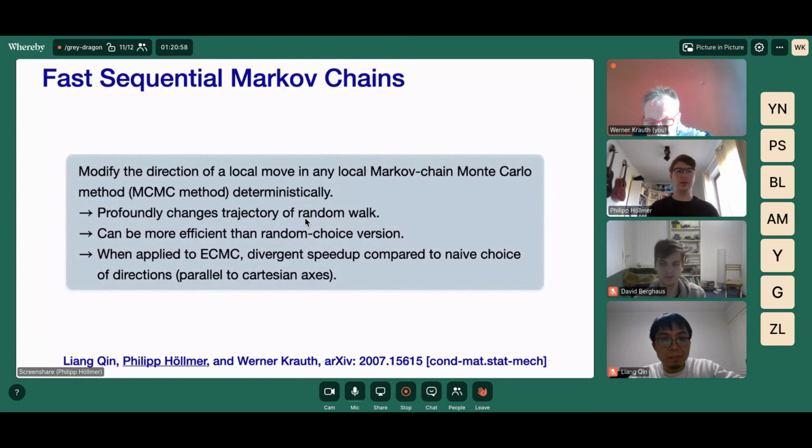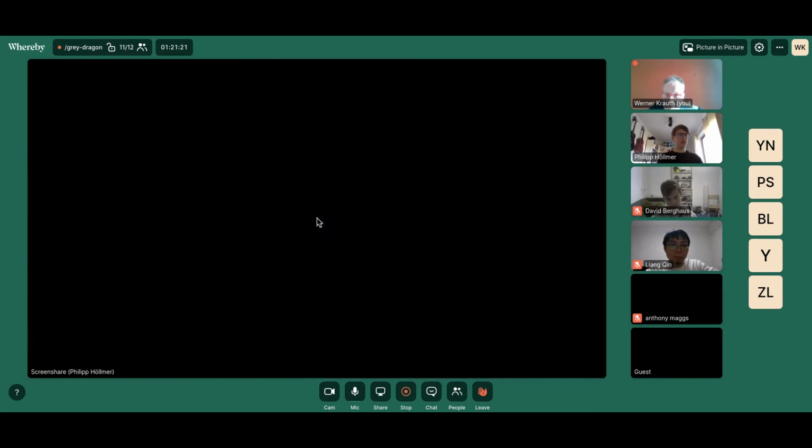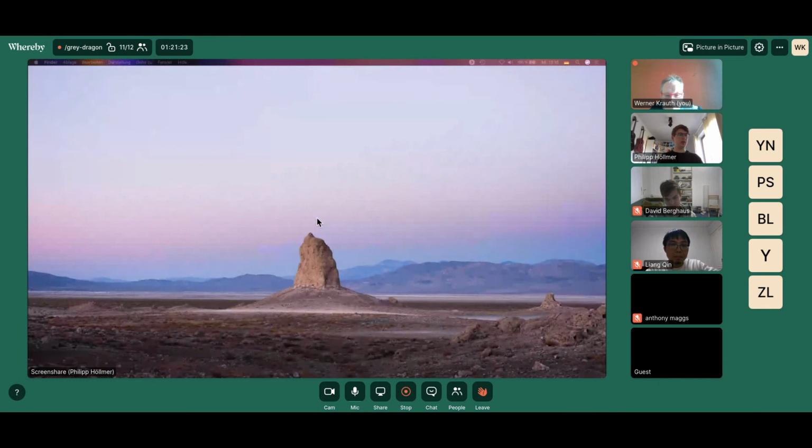I also showed to you that this idea can yield more efficient algorithms than the versions where we choose the direction randomly. And the last point is that when we apply this idea to ECMC, we can get a divergent speedup compared to a naive choice where we choose the velocity parallel to the Cartesian axis. Now I thank you for your attention, and I'm open for your questions.